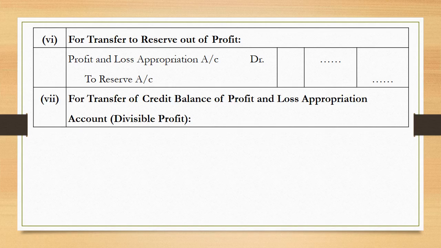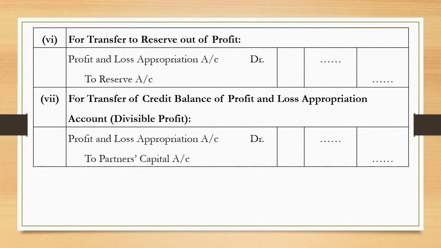For transfer of the credit balance of profit and loss appropriation account, that is, divisible profit, there will be divisible profit only if the total of credit exceeds the total of debit. If it is a profit, the partners need to be credited. So the entry will be profit and loss appropriation account debited to partners' capital account.